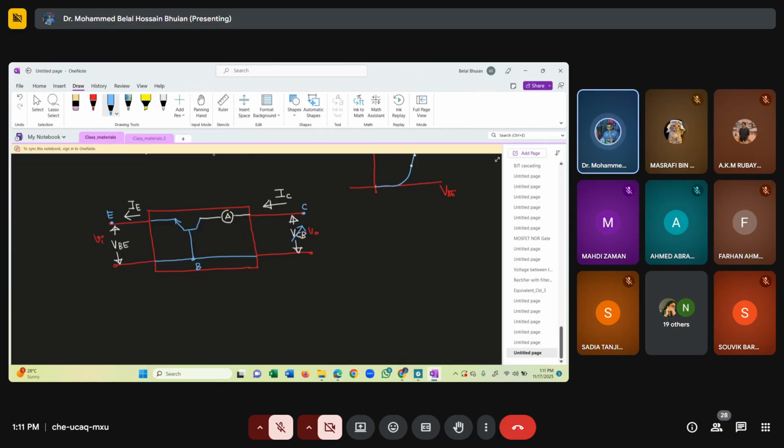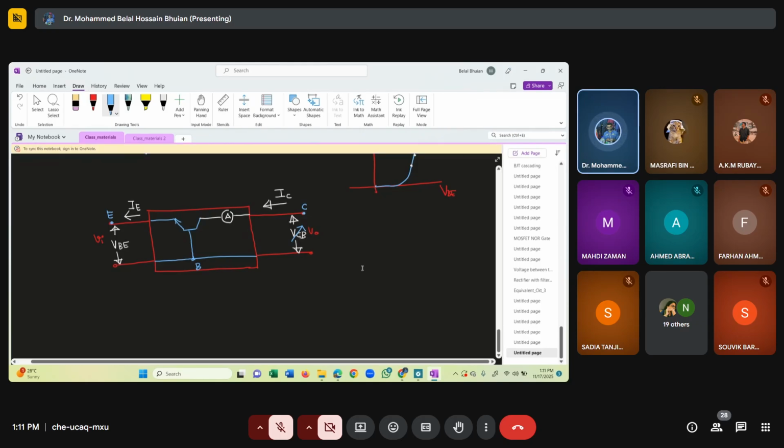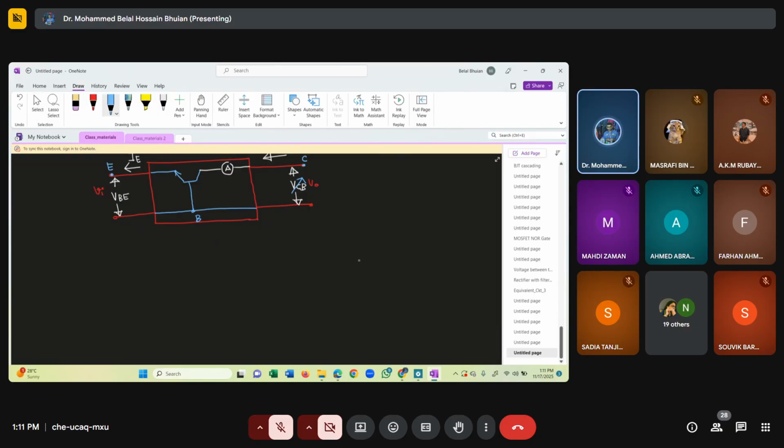Before doing this experiment, every time I change VCB, I'm going to measure the current. Before doing so, I have to take care of the input side. How are we going to take care of the input side? Set VBE to a fixed value so that we get IE, say 1 milliampere.